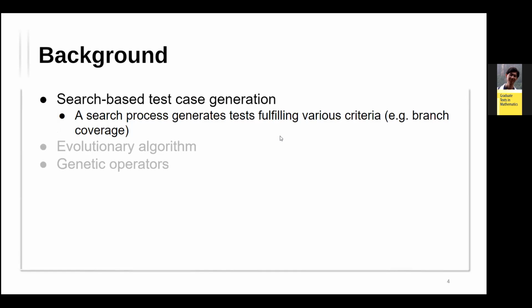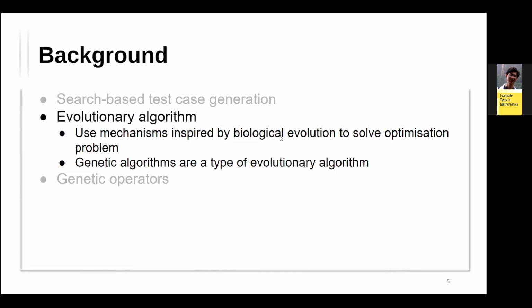And next, we'll talk about the ways we can generate these test cases. Typically, we use evolutionary algorithms. These are algorithms that use mechanisms inspired by biological evolution, so genes, mutation, these kinds of techniques, to try and solve, in this case, the optimization problem, because you're trying to optimize the criteria that you judge the test cases on.